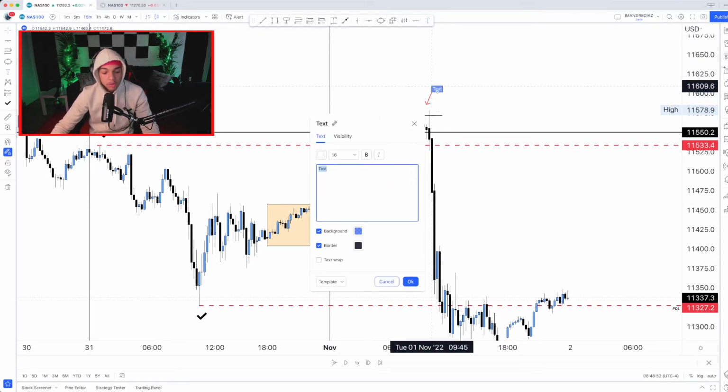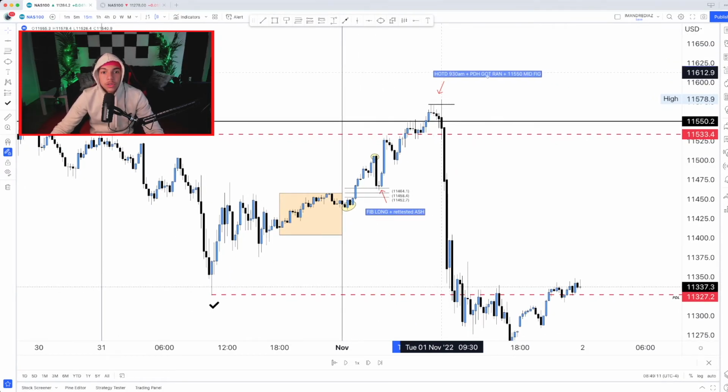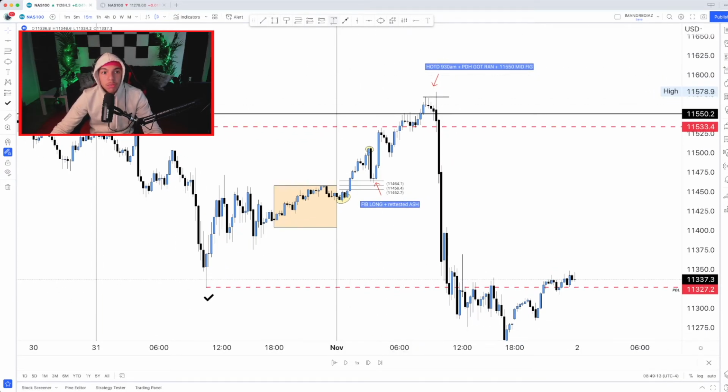So now let's annotate. We have the high of the day at 9:30 a.m., at the previous day's high, that got ran along with the 11,550 mid figure level. Boom. So then what happened? Price ended up running all the way below and targeting what?